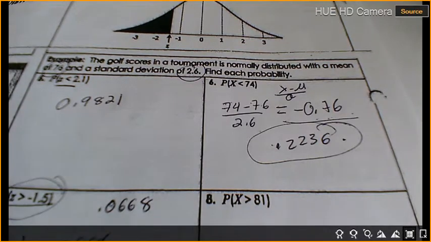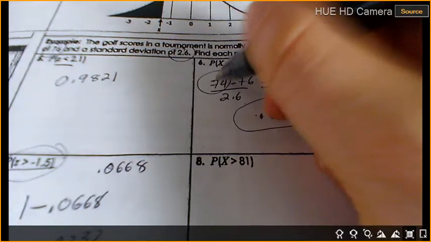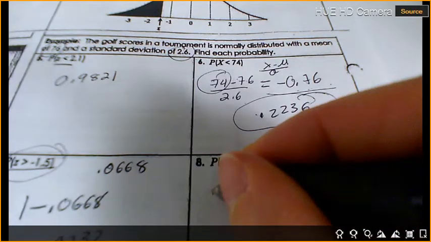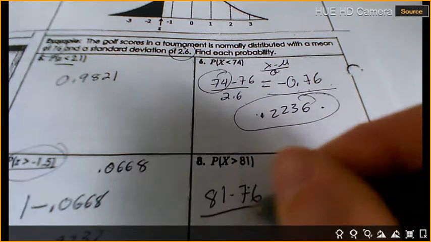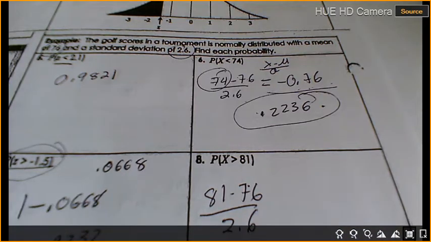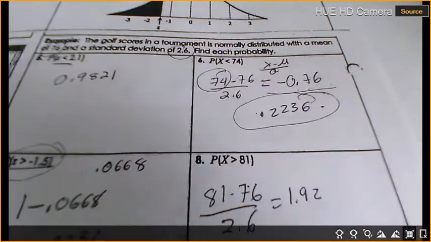Number 8, it gives us x, so we have to plug it in. So we're plugging it into this equation, except instead of 74, we're going to put 81. So we're going to go 81 minus 76 divided by 2.6. Because that's the mean. For all of these? Yep. And I get the z-score is 1.92.